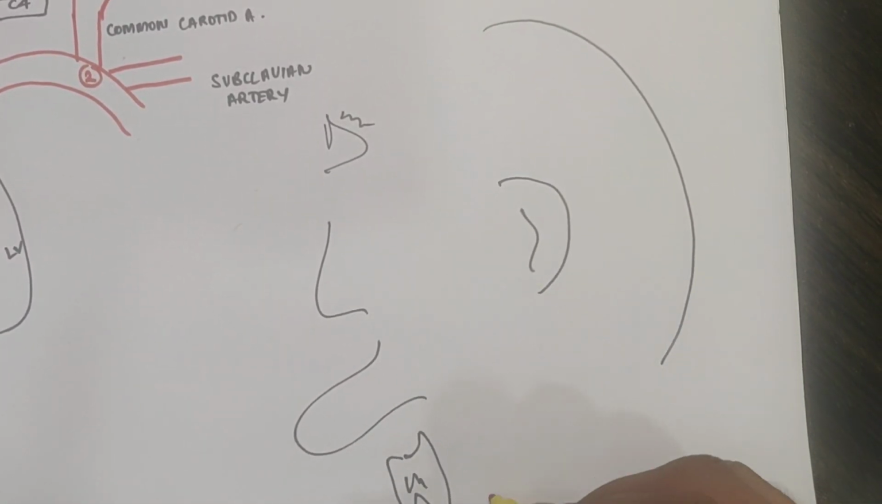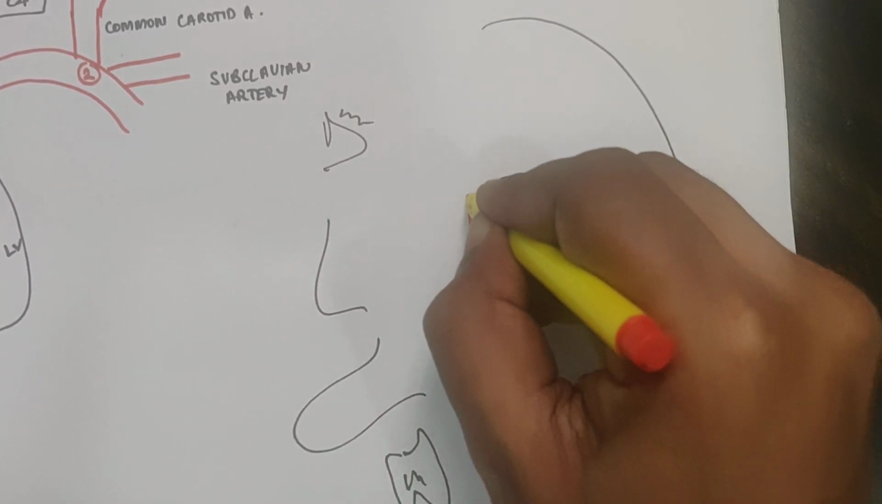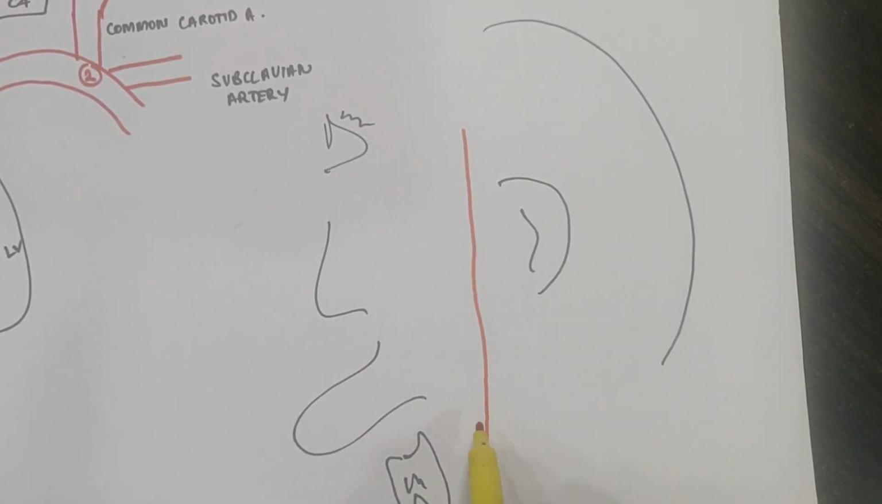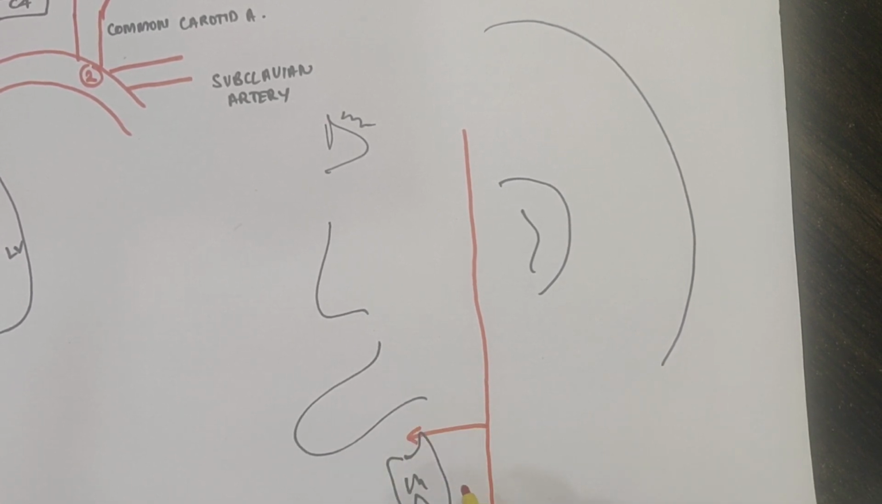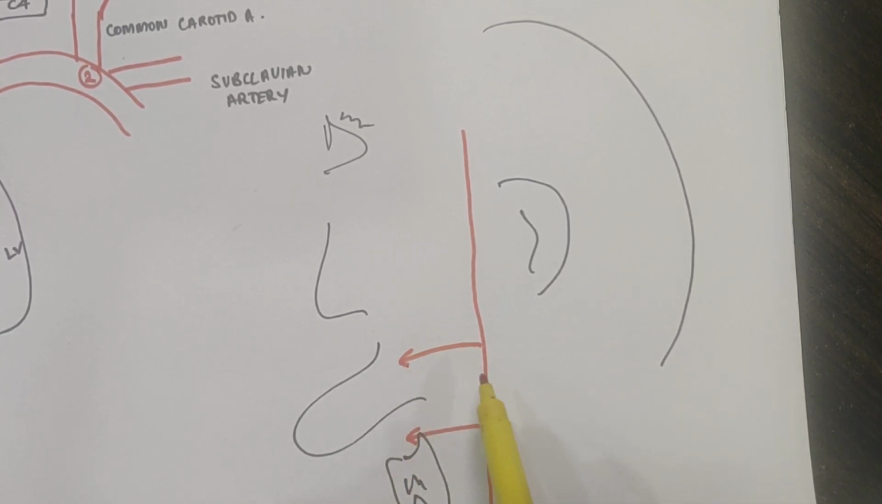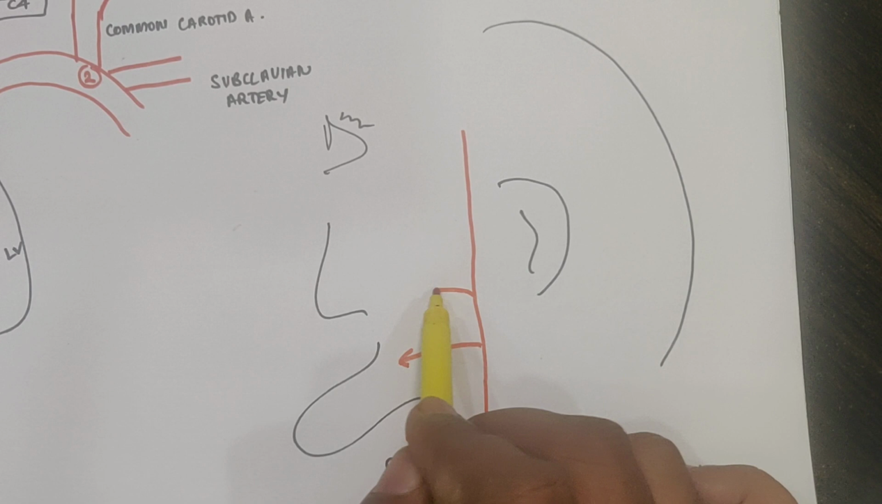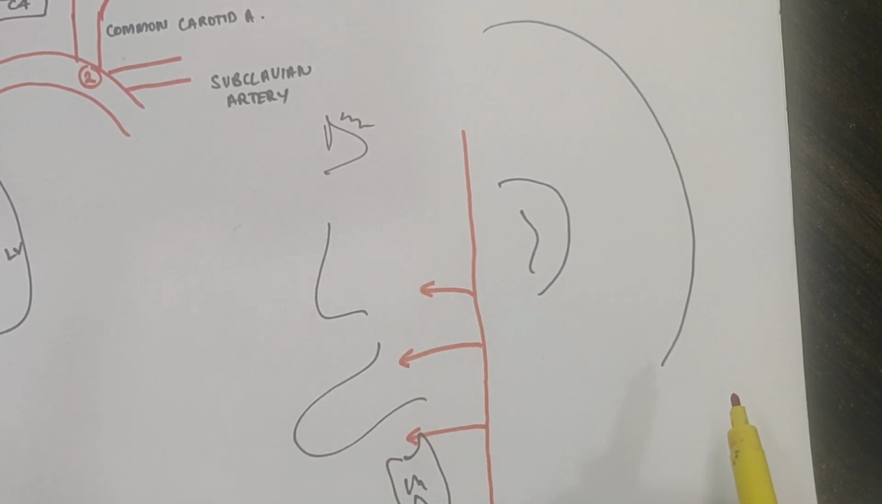External carotid artery gives the following branches. Suppose this is the external carotid artery. It gives off a branch to the superior portion of the thyroid gland, which is known as superior thyroid artery. It gives a branch to the tongue, known as the lingual artery, and it also gives a branch to the face, known as facial artery.